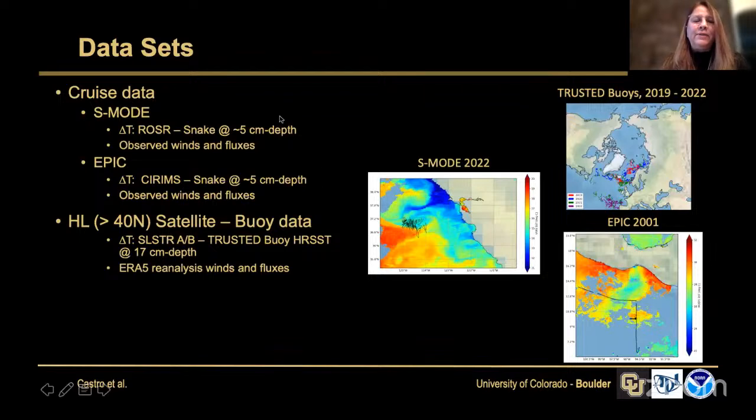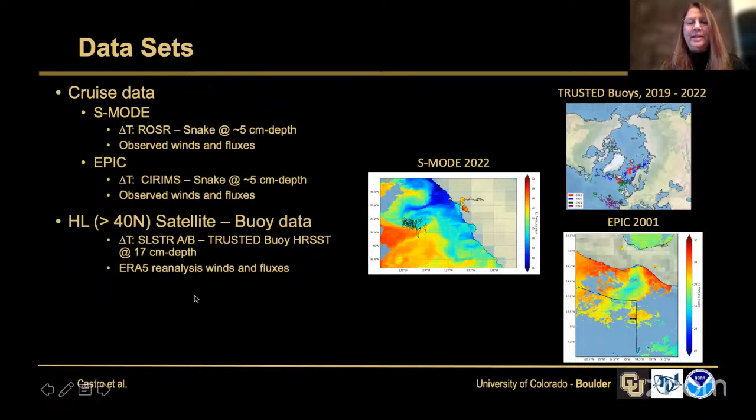I mentioned 3 different data sets that question the simplified wind speed models. Two are from cruise data, provided by Andy Jessup. They use different infrared radiometers, the Rosr and SERUMS, which is a previous incarnation of the radiometers. And for the depth temperatures, we used a trailing thermistor called the Snake, which measures SSTs at a depth of 5 centimeters.